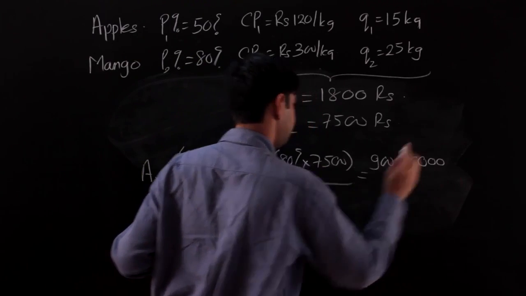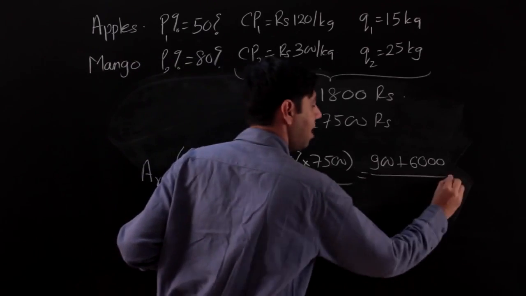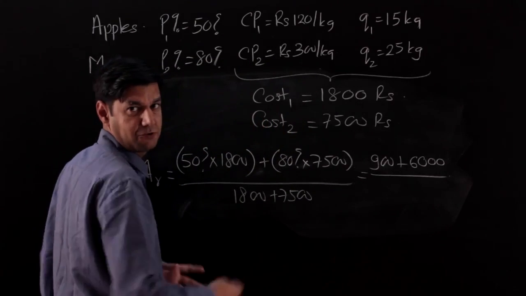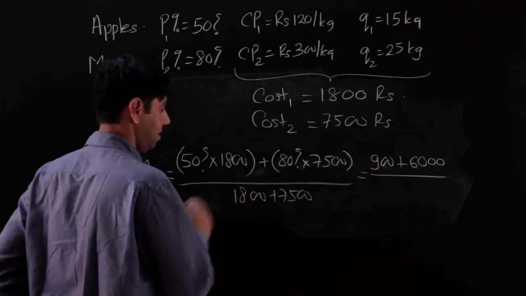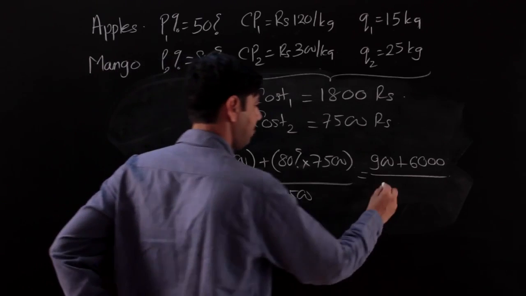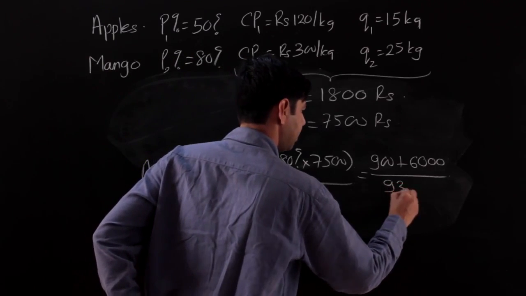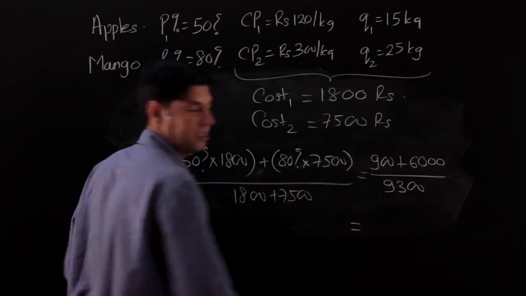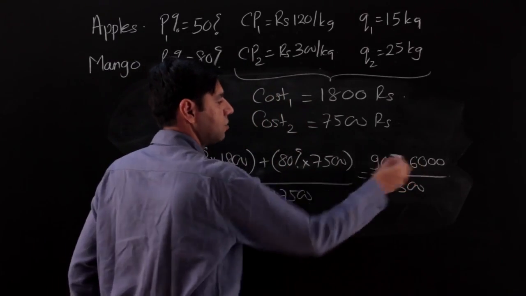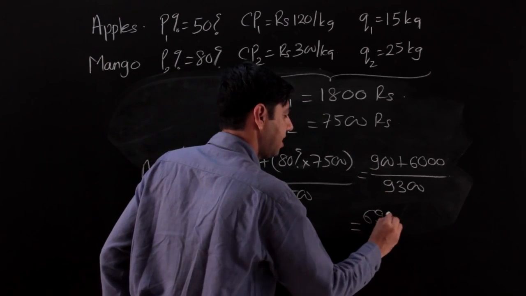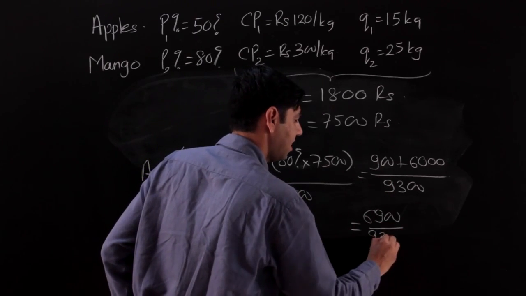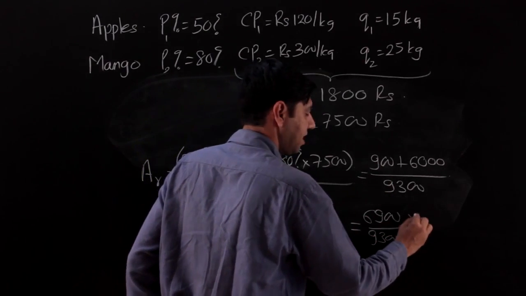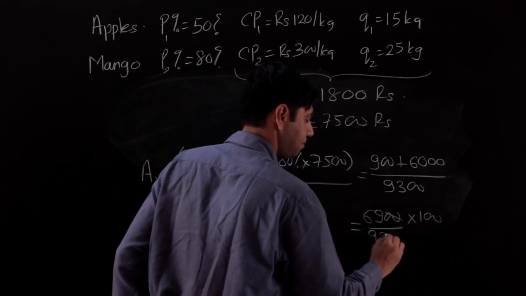So 6000 is the profit made on mangoes, and the total cost that the fruit seller must have invested at the beginning would have been 75, and this, that is 9,300. So now all that is left is just to change this to a percentage. So the total profit is 6,900 over 9,300. To change it to a percentage, I'll multiply it by 100.